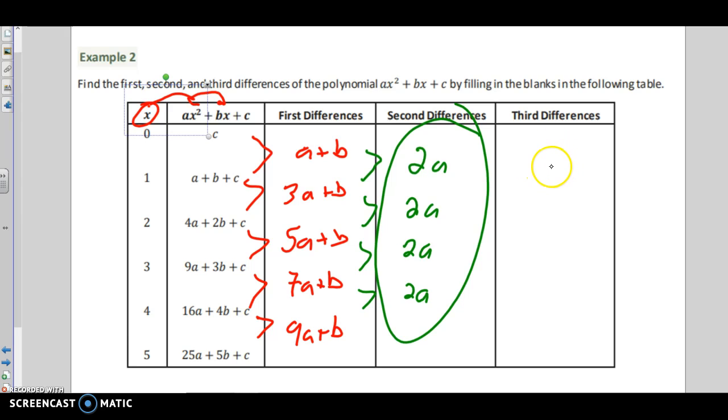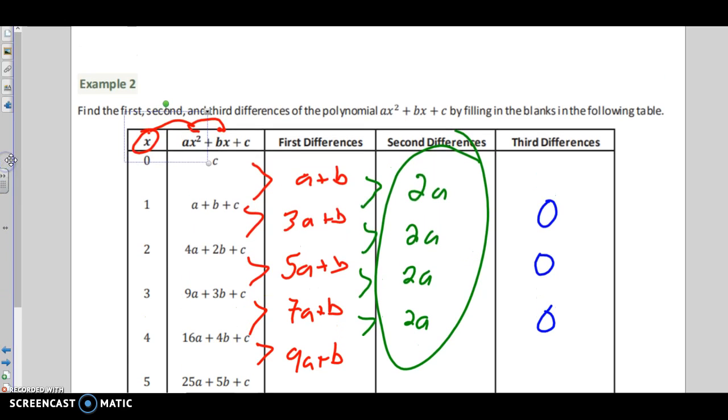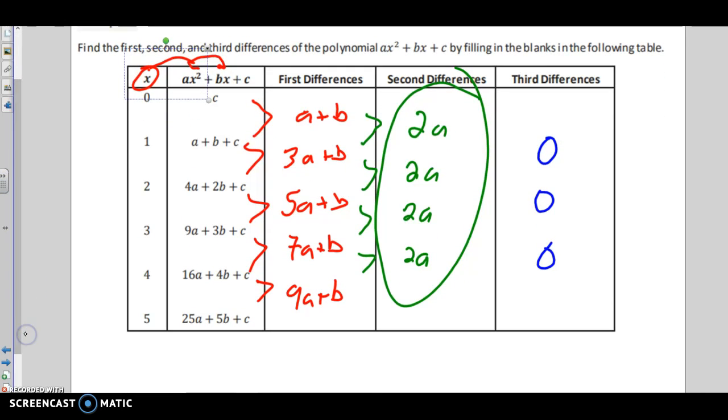And the third difference, again, 2a minus 2a would be 0 all the way down. So there is no third difference, but I have a constant second difference. And the constant second difference of a quadratic will always equal 2a. The constant first difference of a linear will always be a. So I can tell by the differences what type of equation I have, and this will become more evident when we get to an actual numerical table.